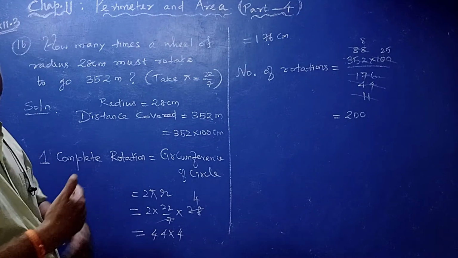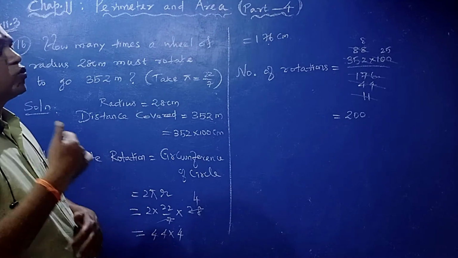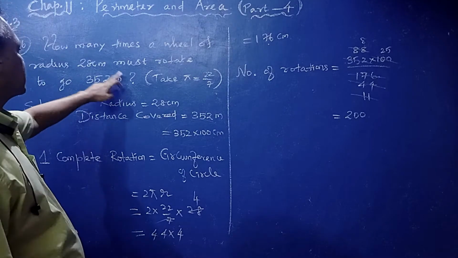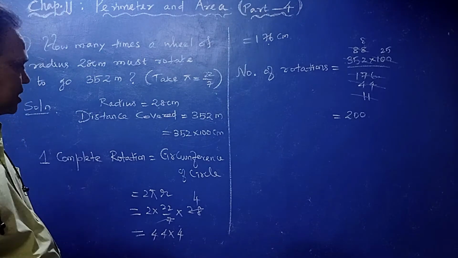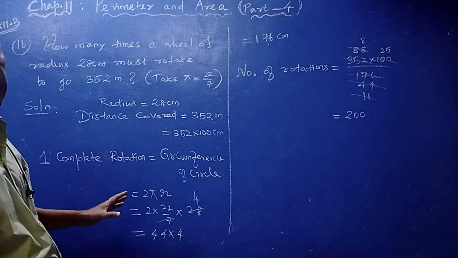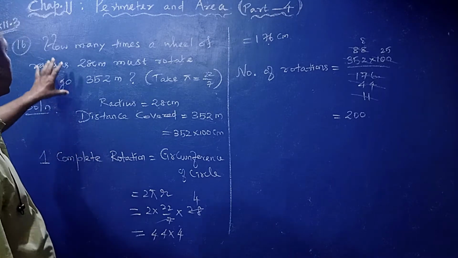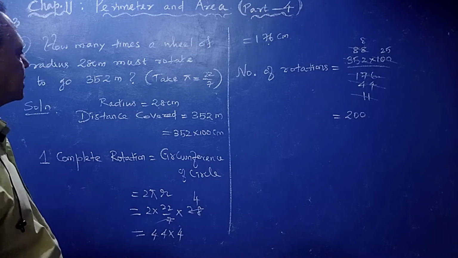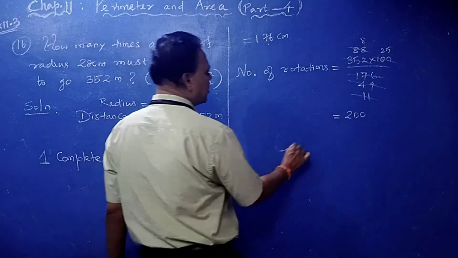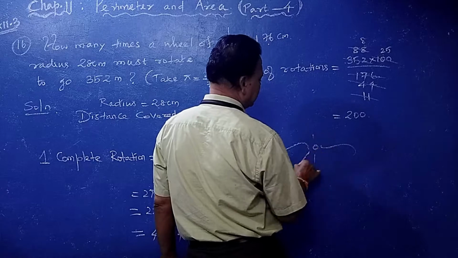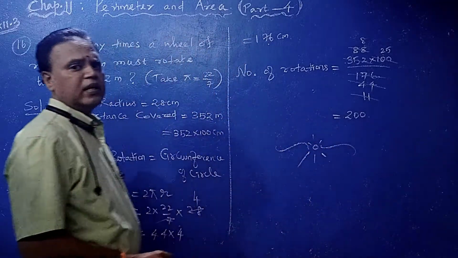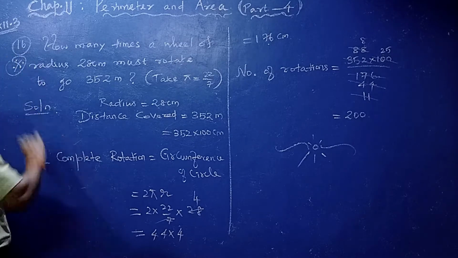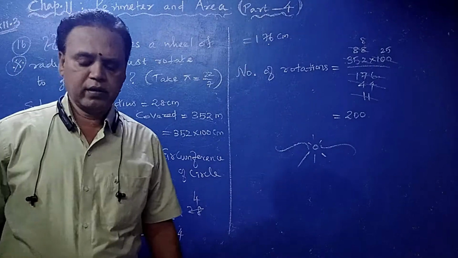The wheel rotates how many times? 200 times. Clear? To cover this much distance. Understand? So this is purely an application problem. You have to understand the problem clearly, then apply the formula correctly, and you will get the answer. Okay. Very important problem, purely an application problem. This type of question is repeated most of the time.